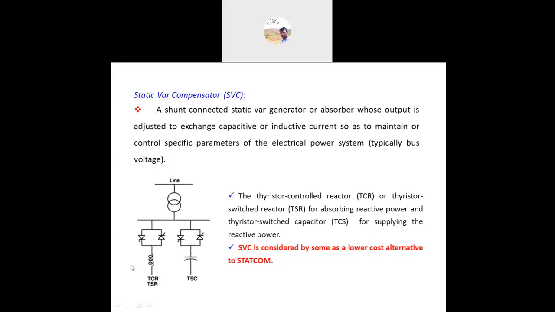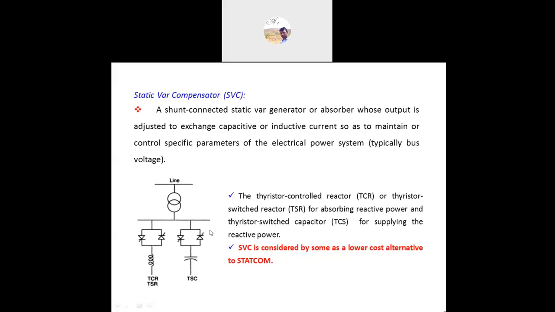Okay, so how are we injecting the current or voltage? Here the shunt connected VAR generator or absorber, whose output is adjusted to exchange capacitive or inductive current. So the capacitive or inductive current will be injected or maintained by this type, the static VAR compensator. If you want to maintain the capacitive or inductive current, that will be maintained by the SVC.